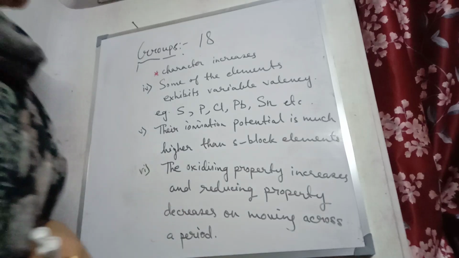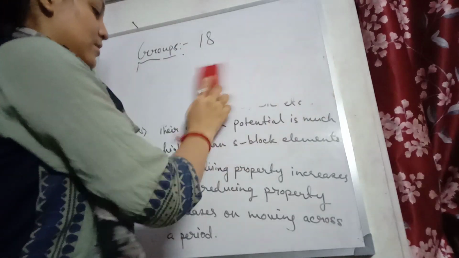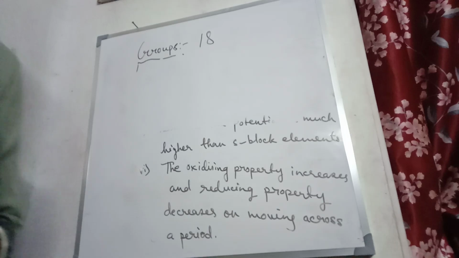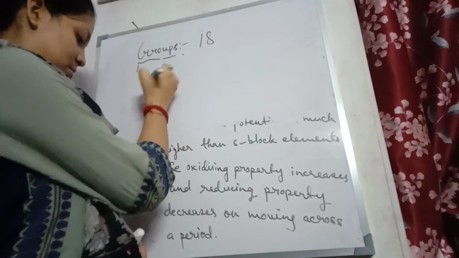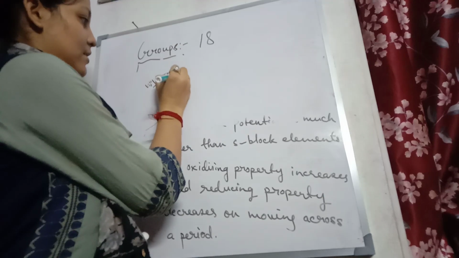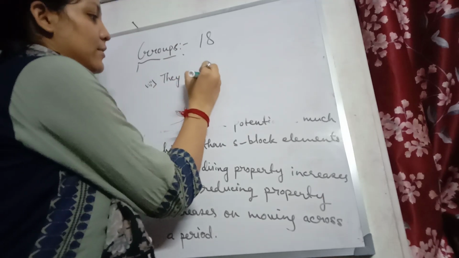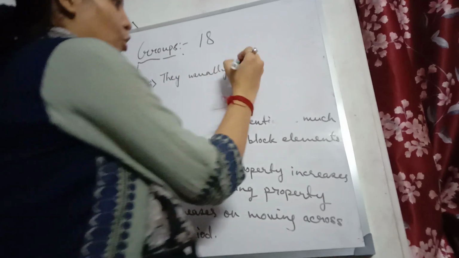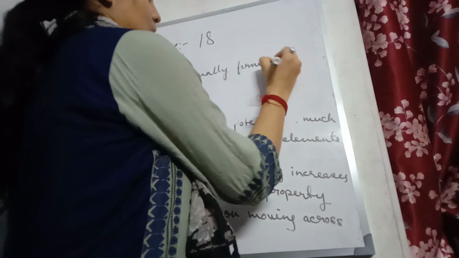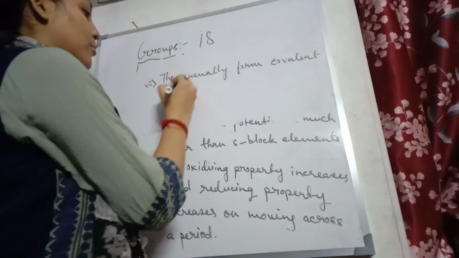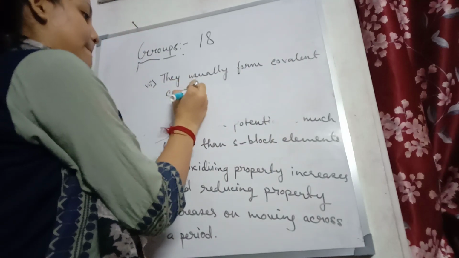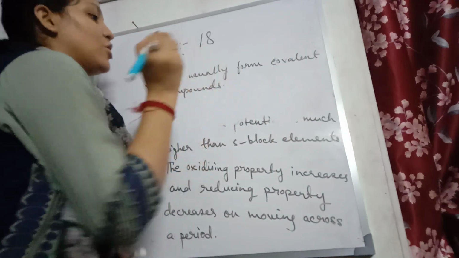Last property under this, they usually form covalent compounds. These are the properties of P block elements.